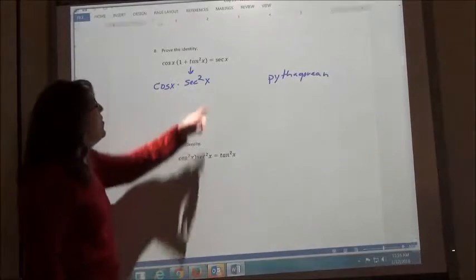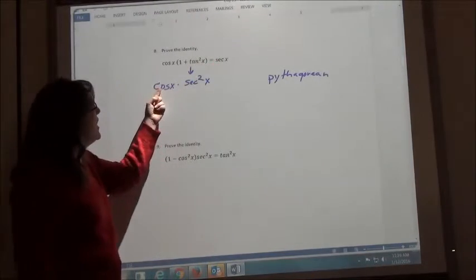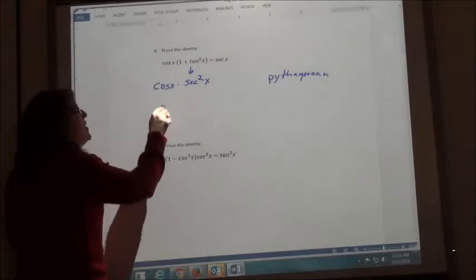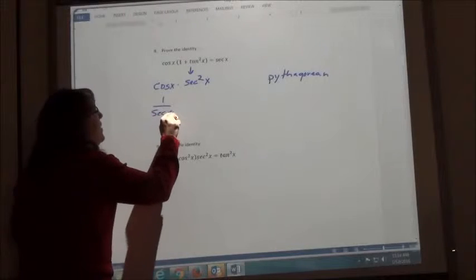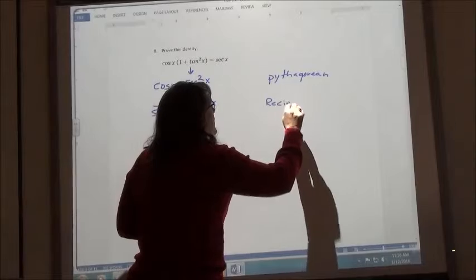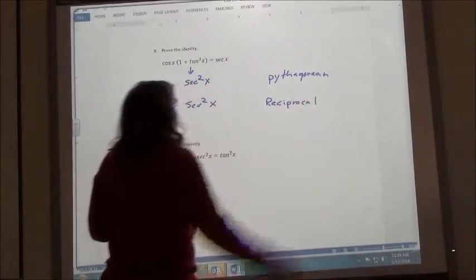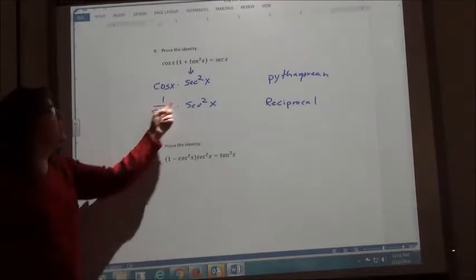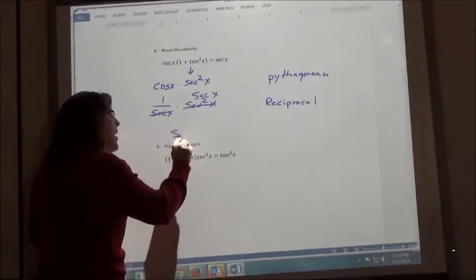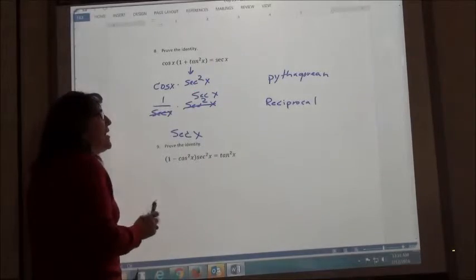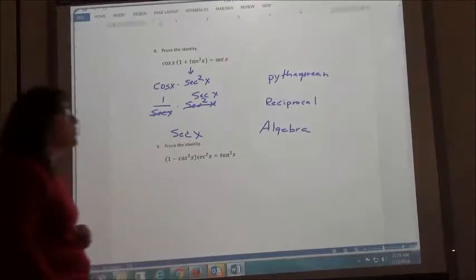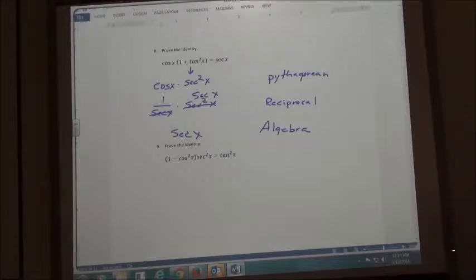And then I look and say, oh, I want to leave this in terms of secant. So I want to change this into secant. My reciprocal identity happens to be that the cosine of x equals 1 over the secant of x. And then again, my last step here, if I just do some canceling, I get the secant of x, which is what I want to end up with. And so my last step again, we're just using some algebra to simplify my expression.